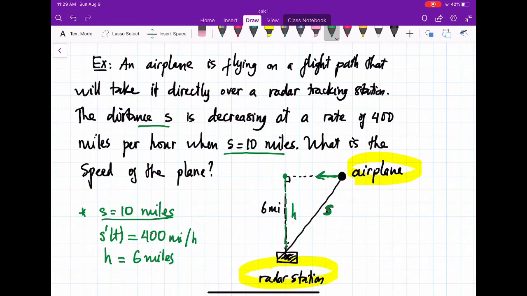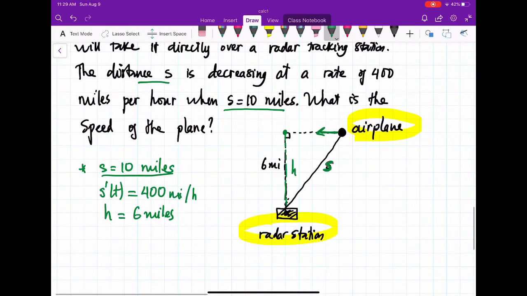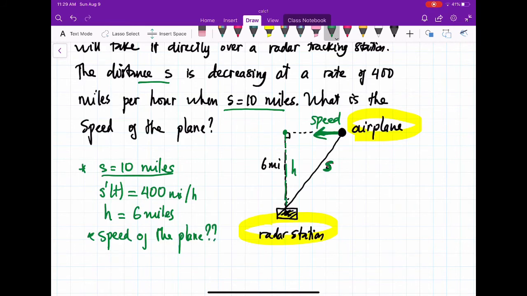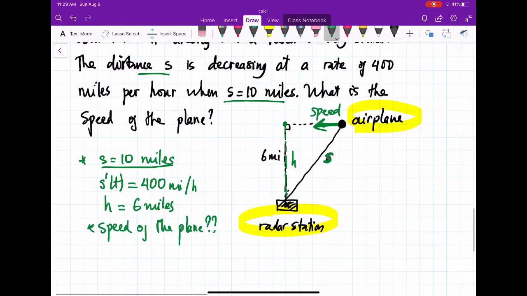I think that's it. And what do they ask us? They ask us, what is the speed of the plane? The speed of the plane means, okay, so we have the speed in here, right? Because we don't have anything. They ask us about the speed of the plane. So that's all we know, right? And all we need to find.